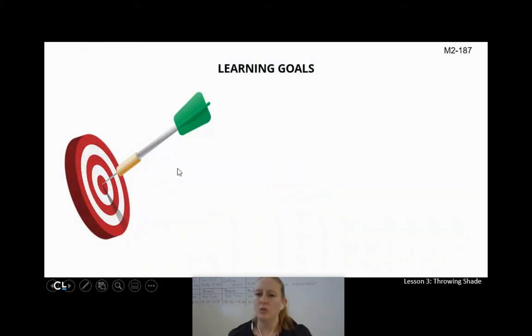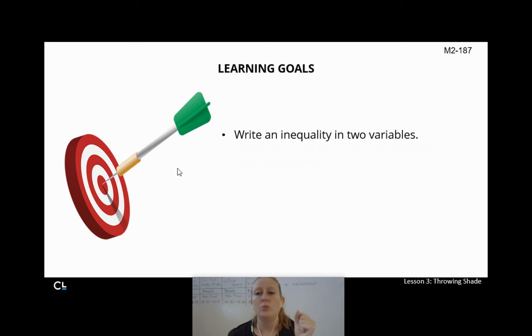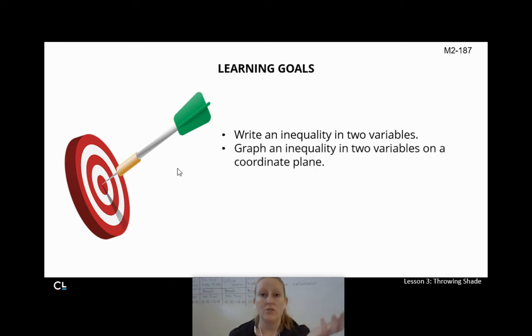So we have some learning goals throughout the next couple of days here. We're going to write an inequality in two variables. We're going to graph an inequality in two variables on a coordinate plane. You guys know how to graph lines on a coordinate plane. We'll play with doing that with inequalities now as well. It's very similar with a few little differences.